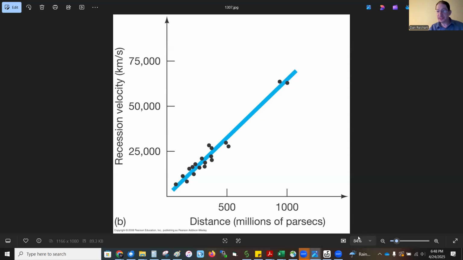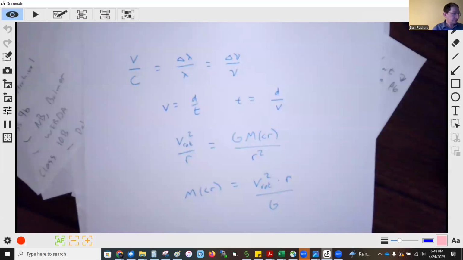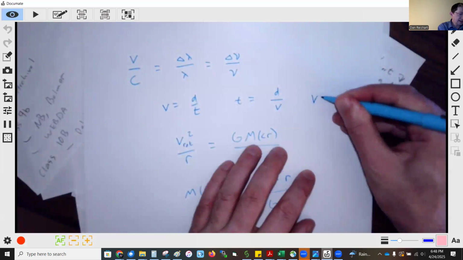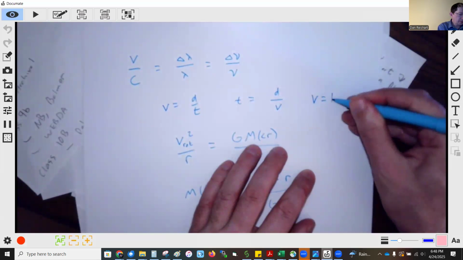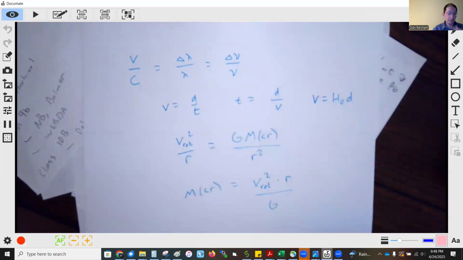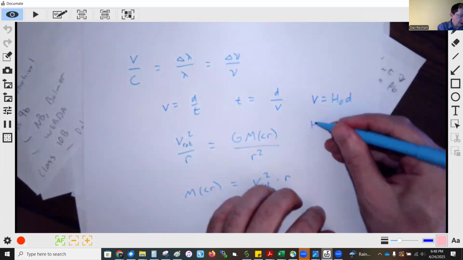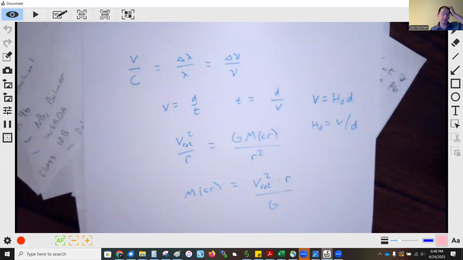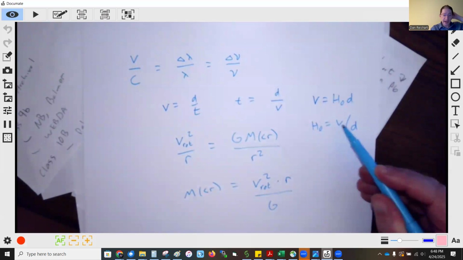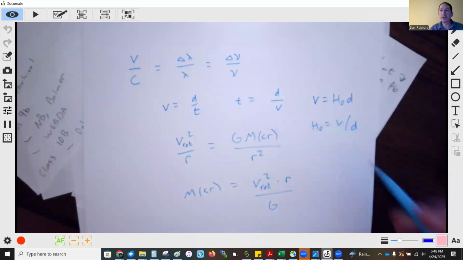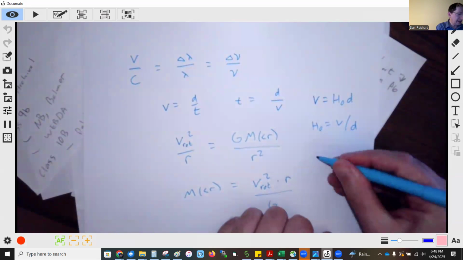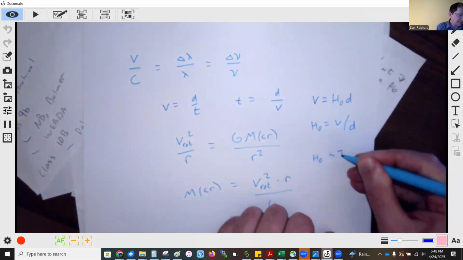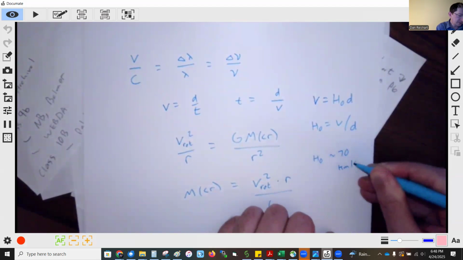So there's an equation for this. I'll put up the dot cam. So velocity is Hubble's constant times the distance. So Hubble's constant is the velocity divided by the distance. Velocity is measured in kilometers per second, the distance in megaparsecs. So Hubble's constant is measured in the weird unit of kilometers per second per megaparsec. But its value is around 70 kilometers per second per megaparsec.